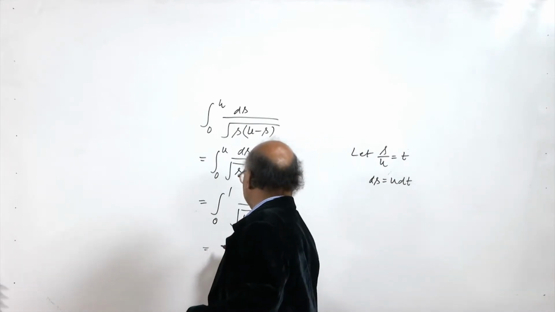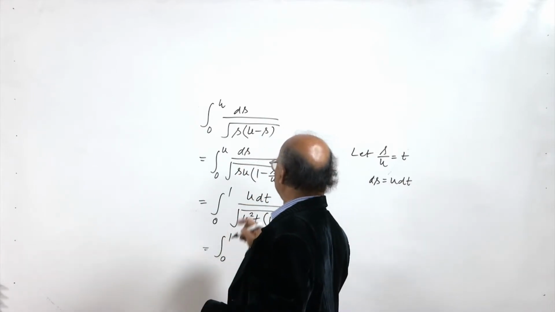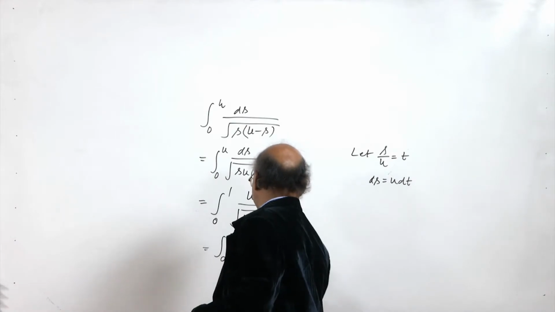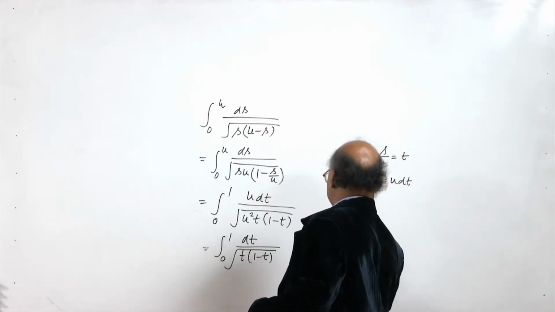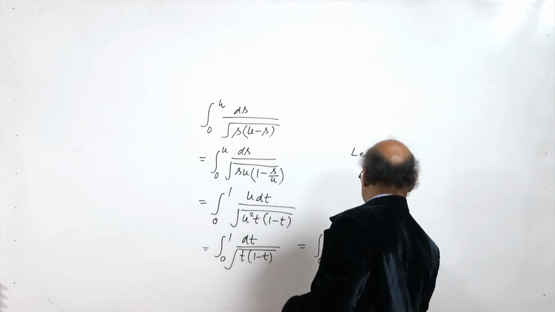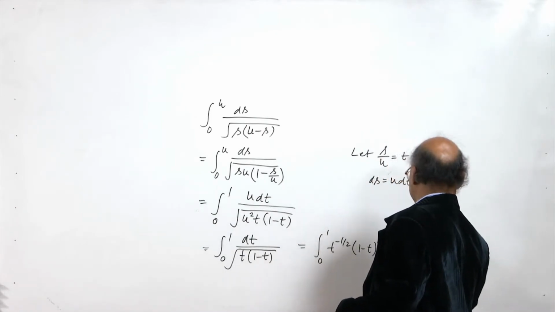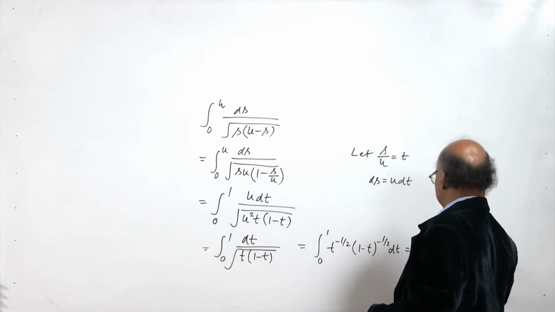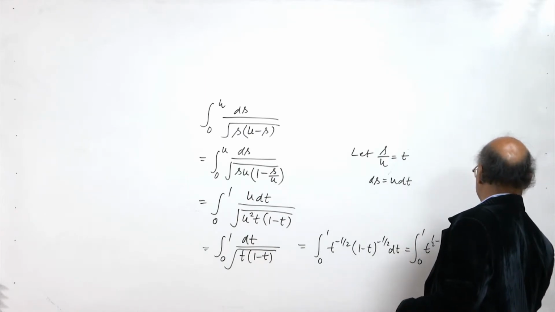So this will be nothing but integral 0 to 1, this u square, square root of u square is u, so it will cancel with this and we will get dt upon square root of t times 1 minus t, which is equal to integral 0 to 1 t to the power minus half 1 minus t raised to the power minus half dt, or we can evaluate it by beta function, 0 to 1 t to the power half minus 1, 1 minus t raised to the power half minus 1 dt.